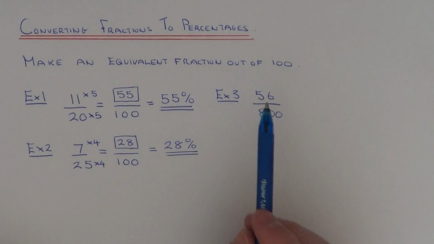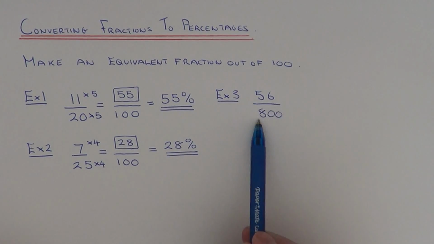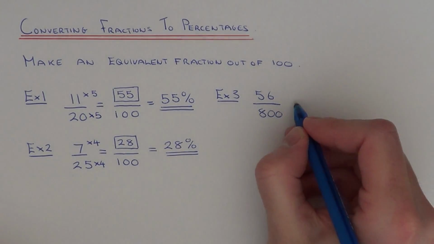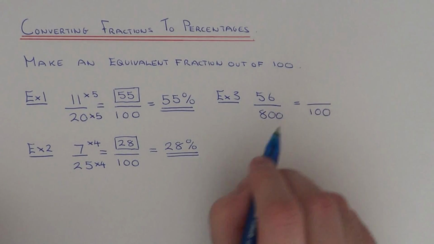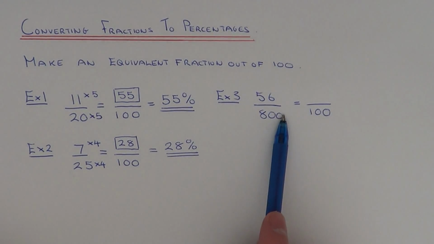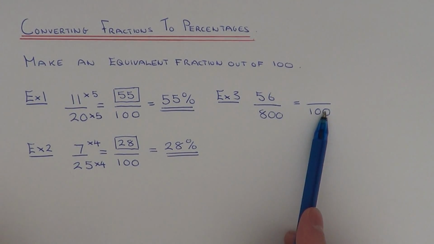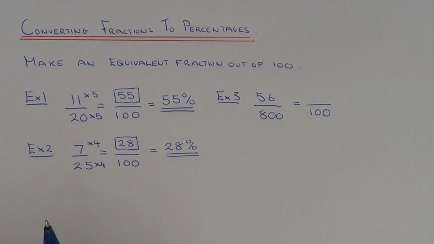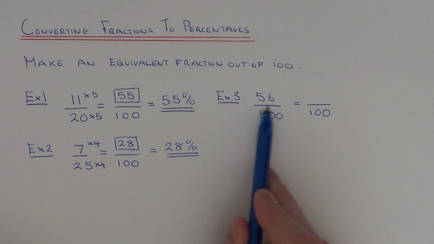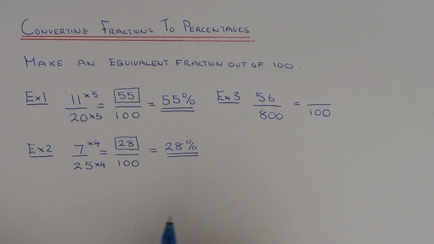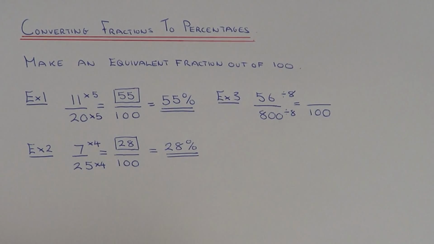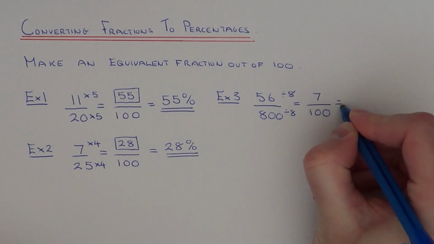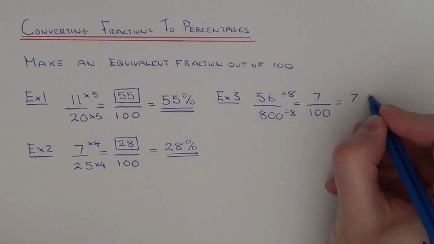So let's move on to example 3. Example 3 is a little bit trickier to do because you have a denominator larger than 100. But again, we can still do it in a similar way. We just need to make an equivalent fraction out of 100. This time we need to divide 800 by something to give us 100. If we work out how many times 100 goes into 800, that goes 8 times. So if we divide the denominator by 8, it will give us 100. So if the denominator has been divided by 8, we have to divide the numerator by 8 as well. So 56 divided by 8 is 7. So 56 out of 100 is the same as 7%.